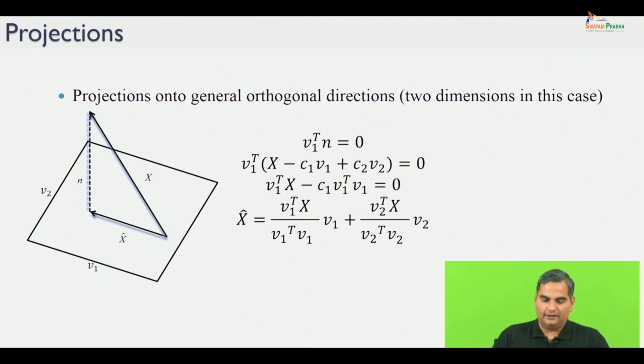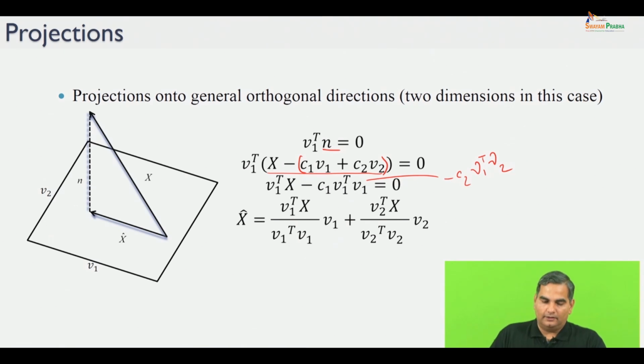So, let us first take this nu1 transpose n equal to 0, the first equation I wrote. Let me write n as this from the previous slide, because x was c1 nu1 plus c2 nu2 plus n. I simply move c1 nu1 and c2 nu2 to the other side, and I have this equation right here. Now, when I expand this equation, I will get nu1 transpose x minus c1 nu1 transpose nu1, and I will also have another term which would be here, minus c2 nu1 transpose nu2.